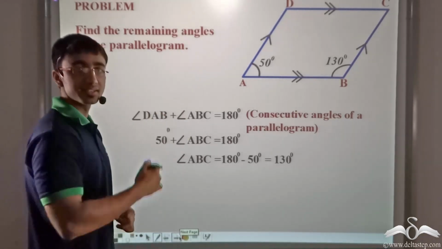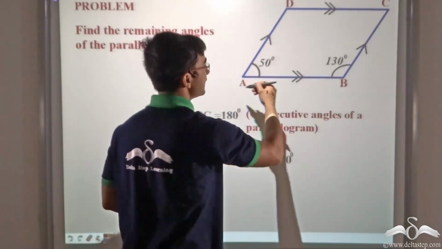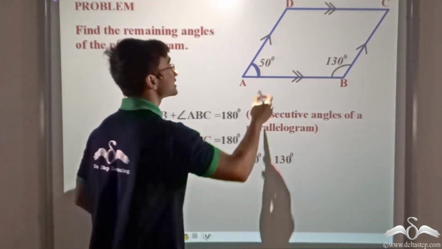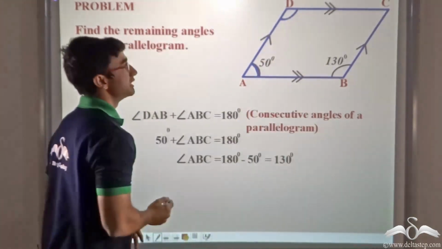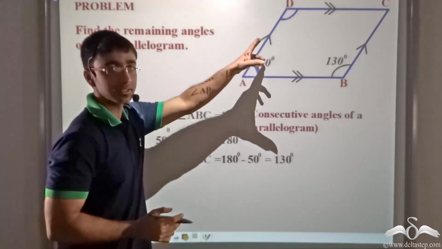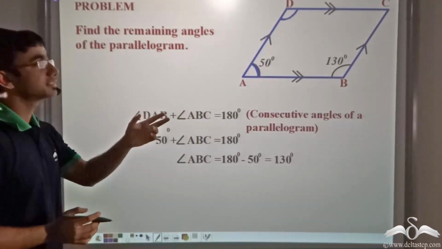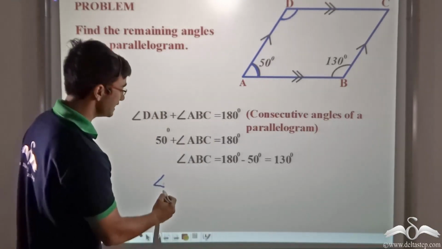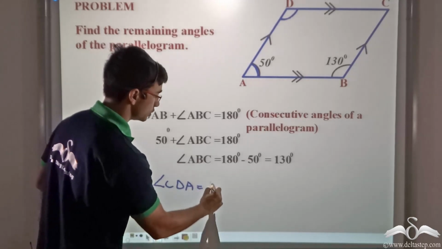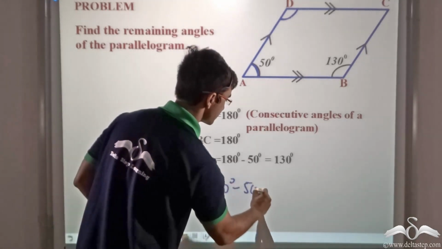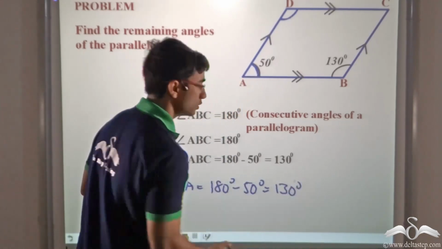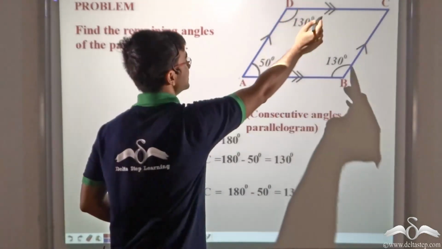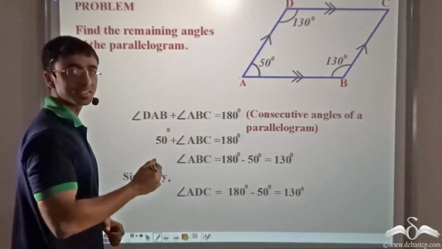If we consider two other consecutive angles, let's say angle DAB and angle CDA, that is this angle which is equal to 50 degrees and this angle. Even in this case, these two angles are consecutive and these two angles will be supplementary. So also over here, angle CDA will be equal to 180 degrees minus 50 degrees, which is equal to 130 degrees. So CDA or ADC is equal to 130 degrees.